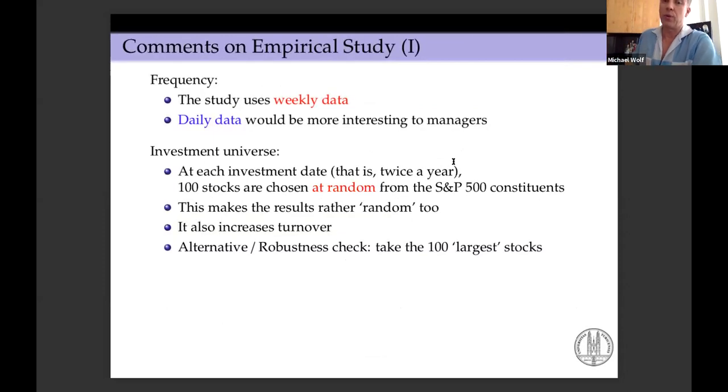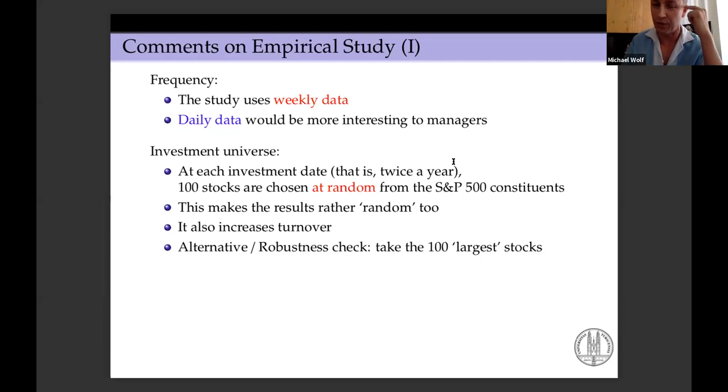The investment universe: at every investment date, which happens twice a year, you pick 100 stocks at random. Right now, we have done this, I think, once or twice in the past. And if you repeat the exercise and change the random seed in your optimization routine, the outcomes can be rather different. Not only can the absolute numbers change for the different methods, even the ranking between methods can change. And I think that's not very satisfactory.